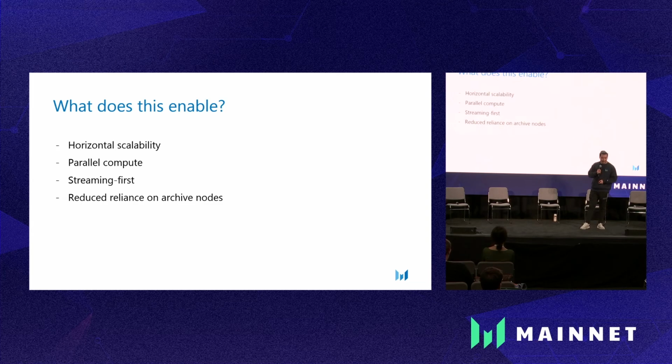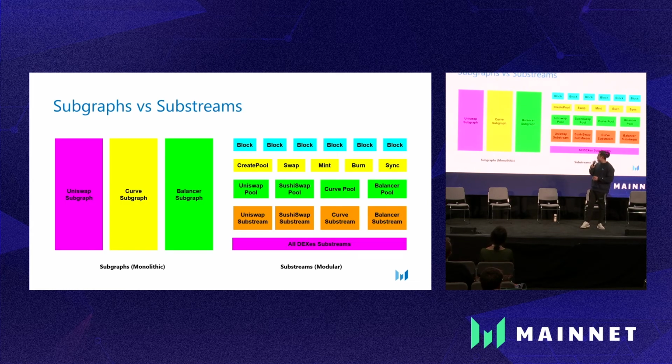Next, I'm going to talk about substreams. You can think of substreams as the transform layer of the ETL pipeline. So it will take the raw data extracted by Firehose. It will process it in a way. It's kind of similar to subgraphs, but it's much more modular. And then it will put the resulting processed data into a graph node that people can access using GraphQL.